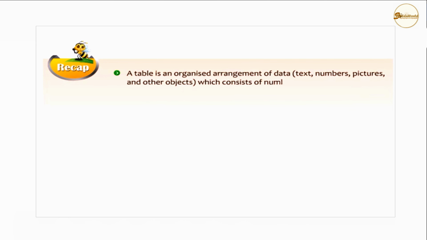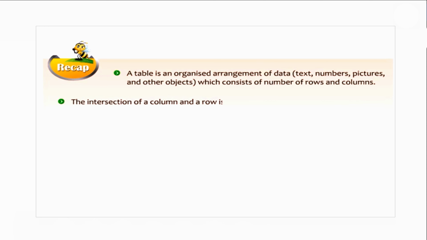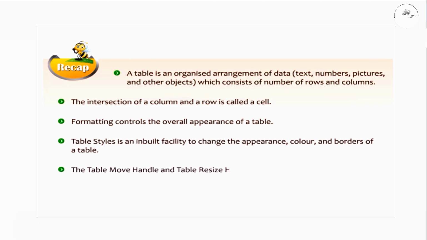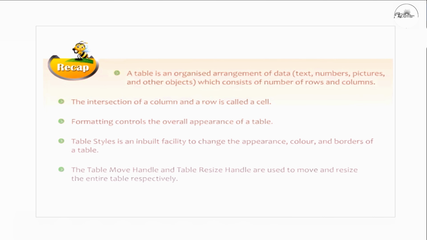Okay students, let us take a recap of this chapter. A table is an organized arrangement of data, text, numbers, pictures and other objects, which consists of number of rows and columns. The intersection of a column and a row is called a cell. Formatting controls the overall appearance of a table. Table styles is an inbuilt facility to change the appearance, color and borders of a table. The table move handle and table resize handle are used to move and resize the entire table respectively.